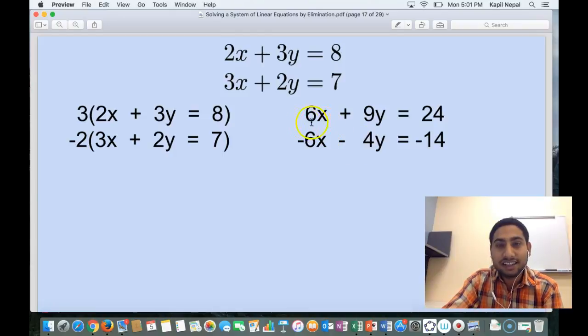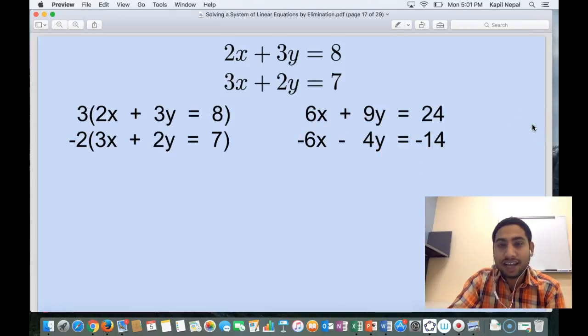Now you see that I've got a 6x and a negative 6x that, if I add these two equations together, are going to cancel. So that was the goal. I carefully chose these numbers, 3 and negative 2, so that I've got the same term but with opposite signs. Then if I add those two equations together, I get to cancel those terms. Or in other words, here I can eliminate the x.